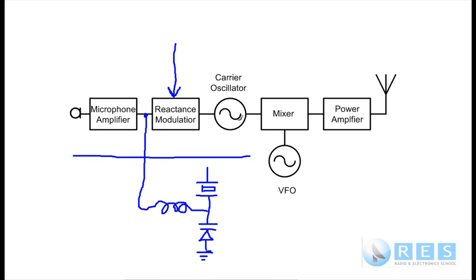The amplitude of the signal in FM is constant, and the frequency of the signal varies with the degree of modulation. It's the amplitude of our voice which is determining the deviation around the center frequency of our FM signal.